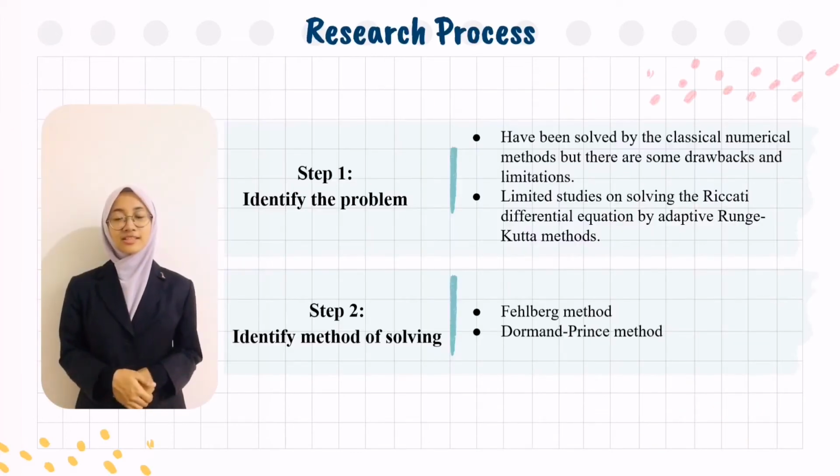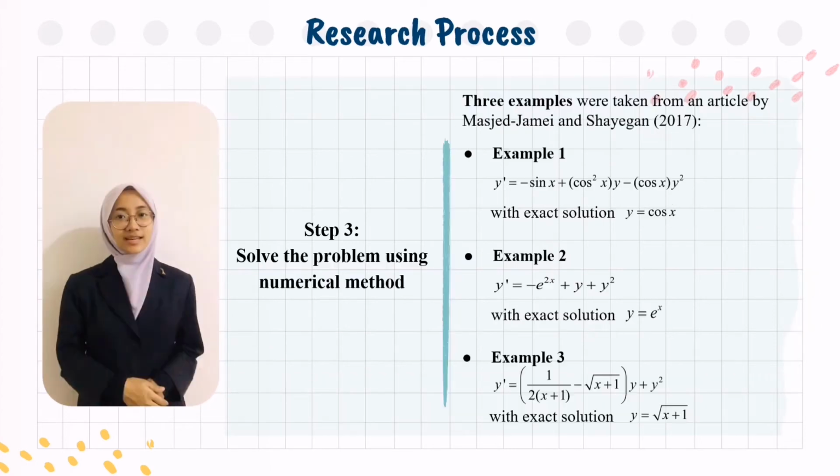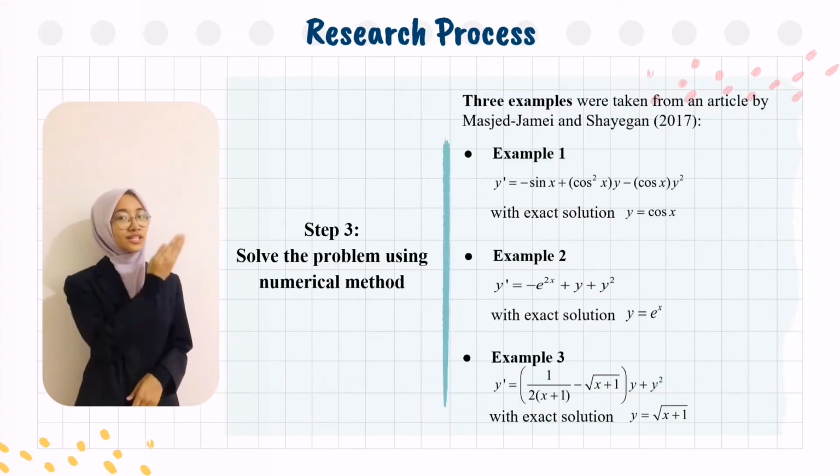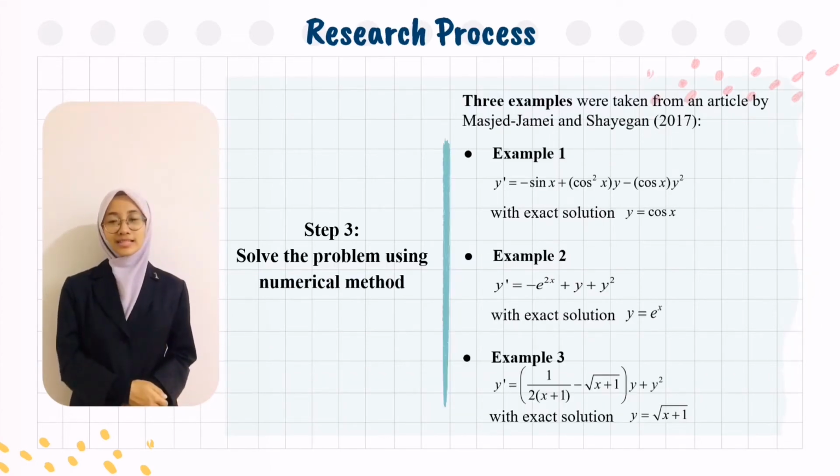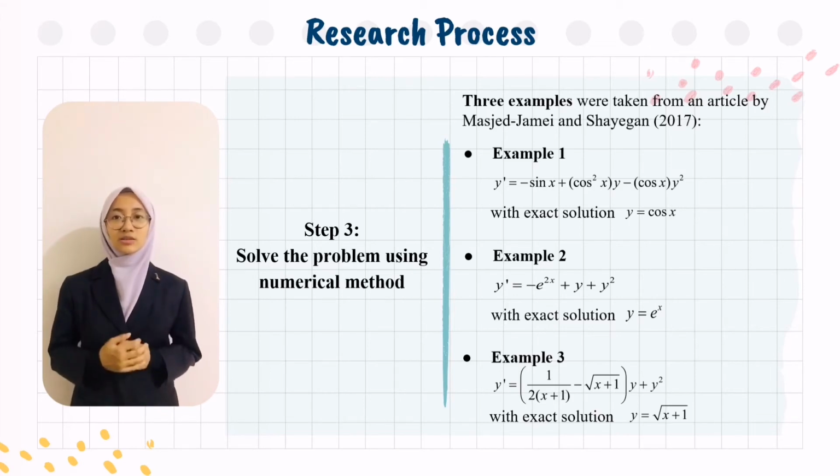For methodology and implementation, the first step is we identify what are the problems that we want to solve in this project. Second, we identify the method for solving this problem, which are the Fehlberg and Dormand-Prince methods. Next step is we use 3 examples that were taken from an article by Masjid Jameh and Shaigat in 2017 for solving the problem using numerical method.